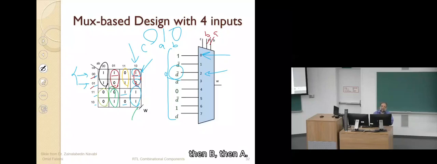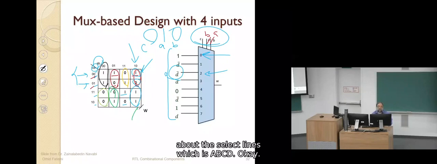It's usually like what we did before with the Karnaugh map: A, B, C, D. We put A, B, C, D like that. You could do it some other way, and then you have to be careful about the select lines, which are A, B, C, D. Okay? Yeah? So it was MUX-based design.